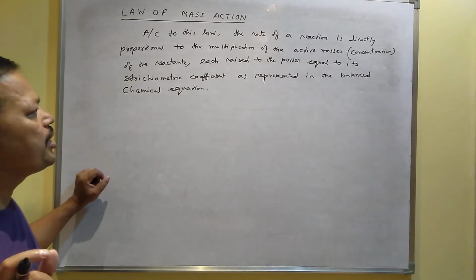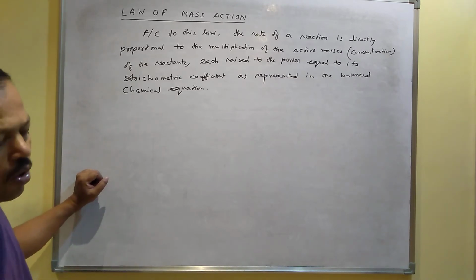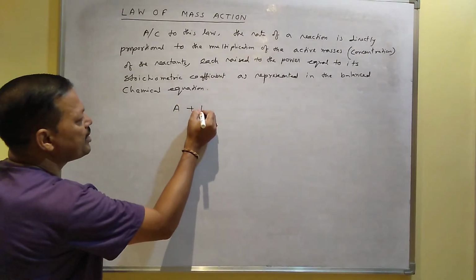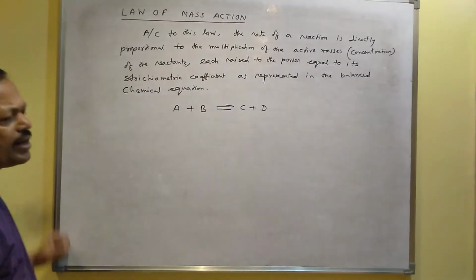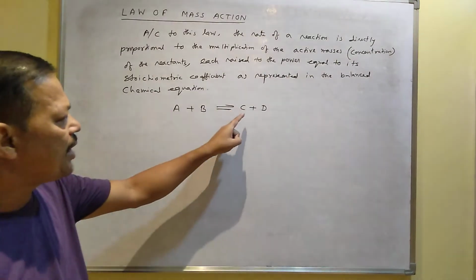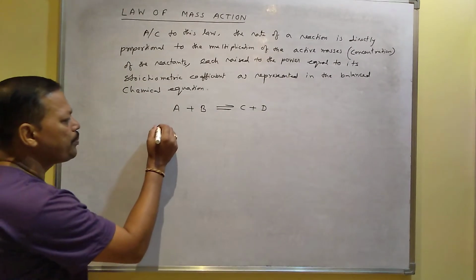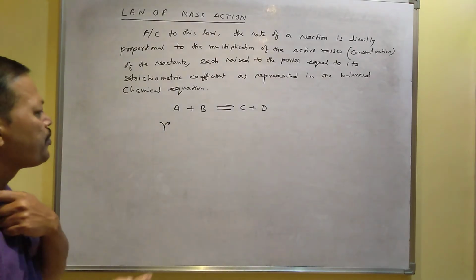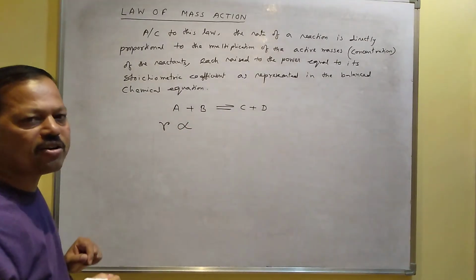If you want to find out the rate of a chemical reaction, then you can represent it by applying the law of mass action. Suppose this is a reaction A plus B gives C plus D, and the reaction is reversible in nature. Here A and B are the reactants and C and D are the products. According to this law, the rate of the reaction, represented by small r, is directly proportional to the multiplication of the concentration of reactants.